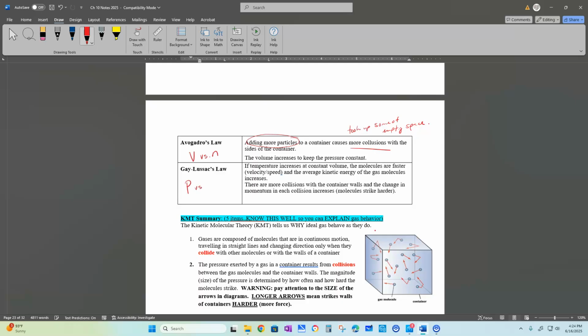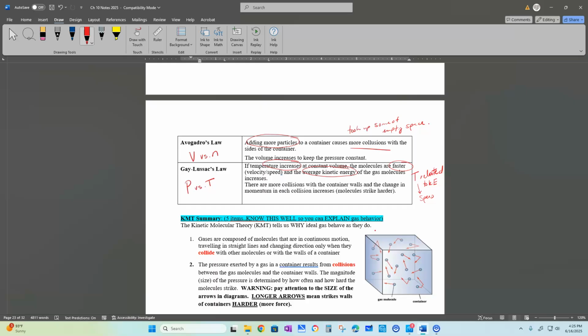Gay-Lussac looked at pressure versus temperature. If the temperature increases at constant volume, the molecules are faster, aka velocity or speed, whichever one you want to look at. You have more energy. Okay, so temperature is definitely related to kinetic energy, okay? And temperature also relates to speed. Will they be faster or slower, okay?